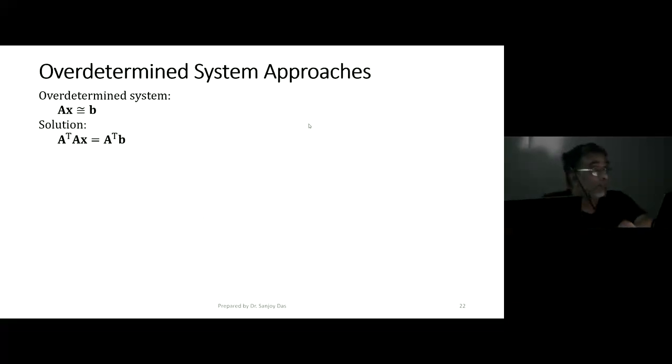So, approaches to overdetermined systems, and I'll give you an example too. This is the overdetermined system, and one way to approach this is to reduce the M equations to a set of N equations by row operations. So A transpose A X equals A transpose B.